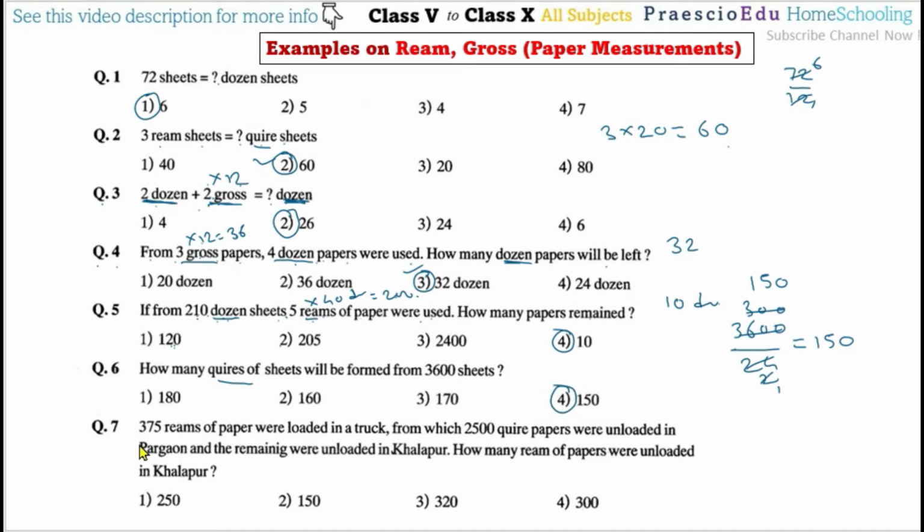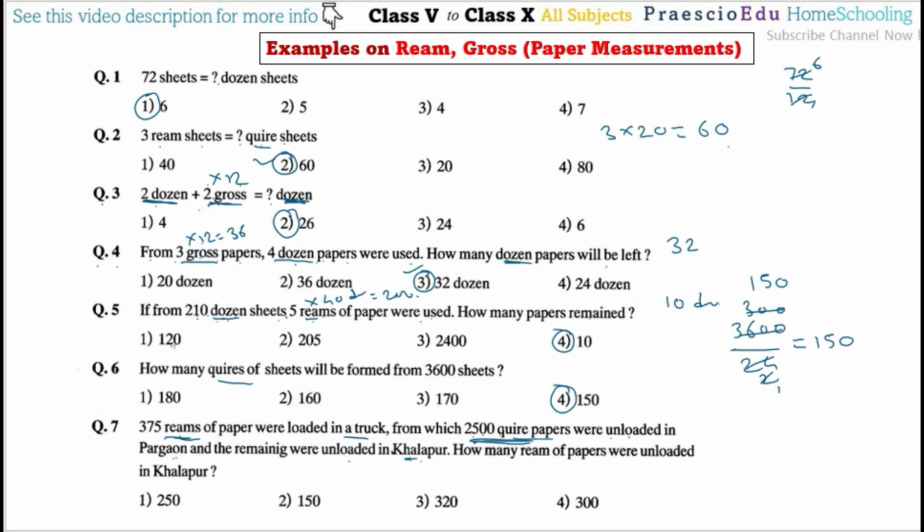Now question number 7: 375 reams of paper were loaded in a truck, from which 2500 quire paper were unloaded at Pargaon and the remaining were unloaded at Khalapur. Okay, means how many ream paper were unloaded at Khalapur? Means we have to deduct this quantity of paper from the total. So we will get the total at the Khalapur unloading. So the best way is to make the same units. So now this quire paper we will convert into ream.